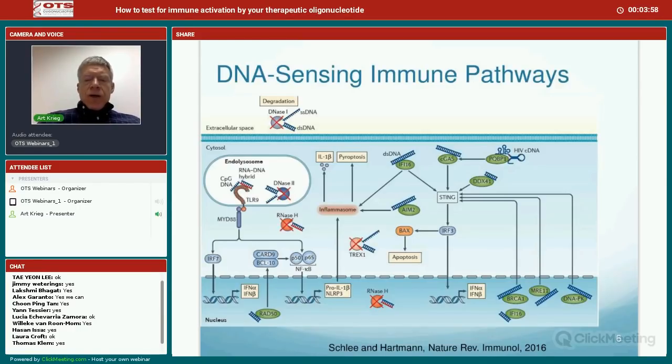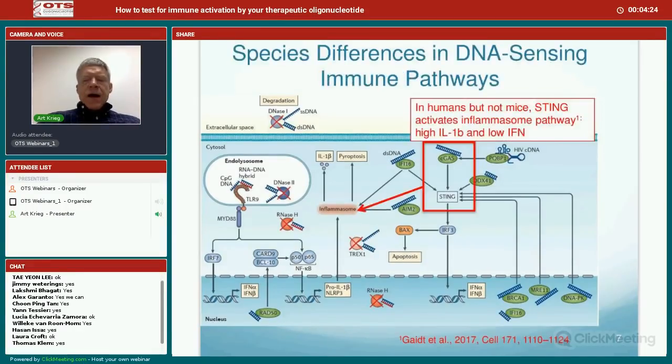So what immune pathways may be activated? DNA sensing immune pathways are shown in this rough schematic from Martin Schlee and again Gunter Hartmann, making the point that there are several different pathways. This is the cell that we see, and the nucleus of the cell is at the bottom. There are toll-like receptors in the endolysosome. In the cytoplasm, there are several different factors, but most notably STING, the cGAS-STING pathway, where cGAS detects foreign double-stranded nucleic acids or endogenous double-stranded nucleic acids.